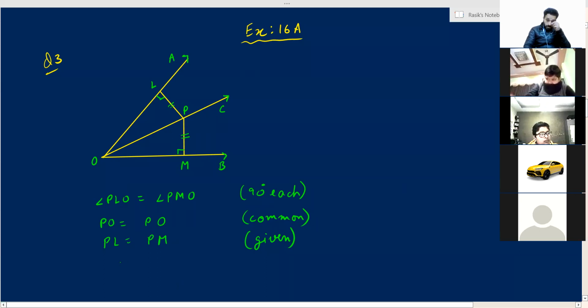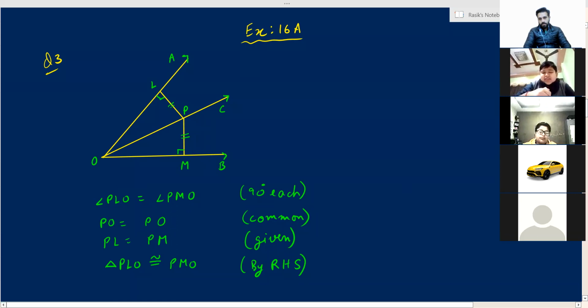Sir, you said for question number first there are two methods. Triangle PLO is congruent to triangle PMO by RHS. RHS, beta: right angle, hypotenuse. PO is the hypotenuse, and PL, PM are sides. So by the RHS rule, we can say that the two triangles are congruent. Question over. Okay, sir. We have given all the reasons.